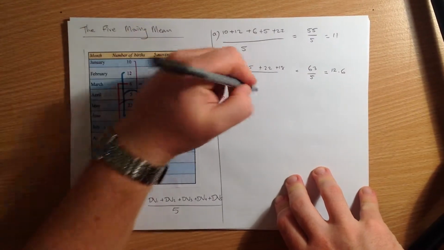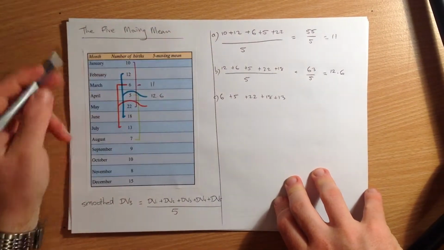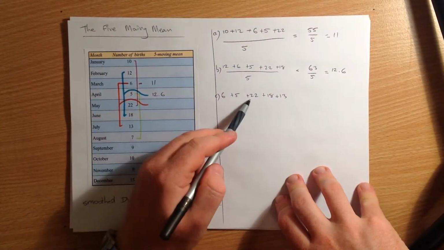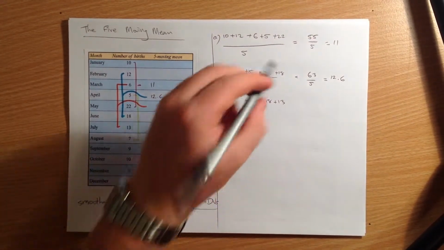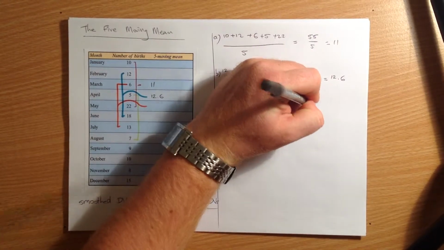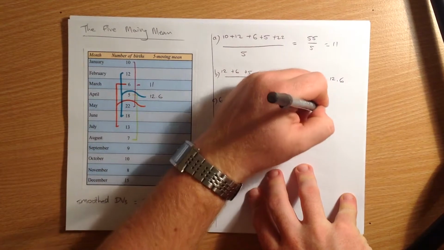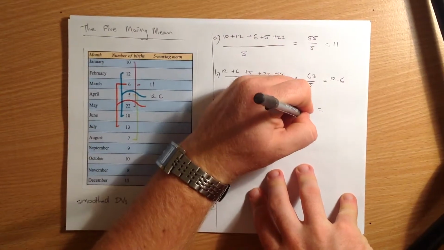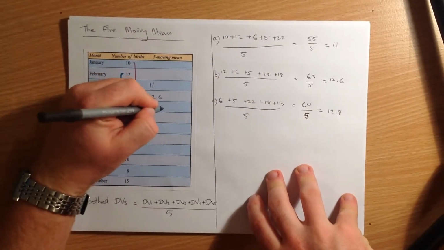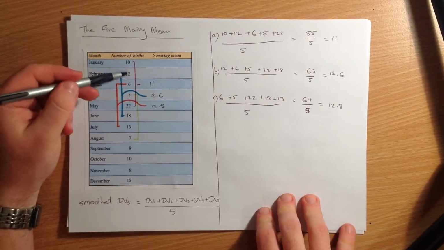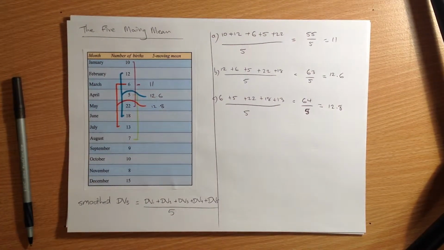So 6 plus 5 plus 22 plus 18 plus 13. That's 64, divided by 5, which is 12.8. So that's a smoothed value there, 12.8. And you can actually see these greatly varying data are smoothing out, just like they did in the last one. We'll start to see the numbers become closer to each other and smooth out.